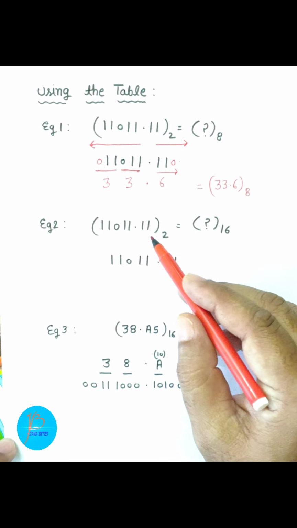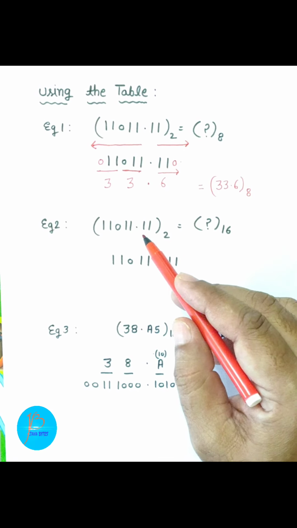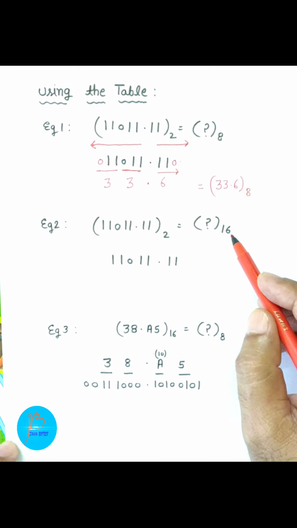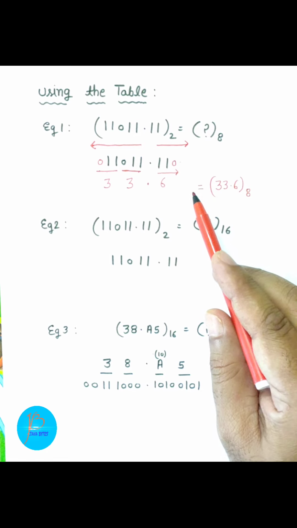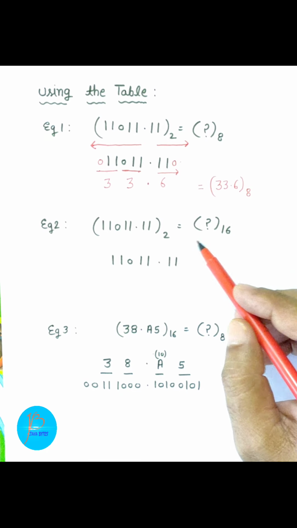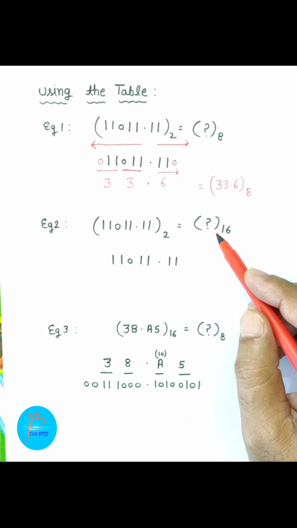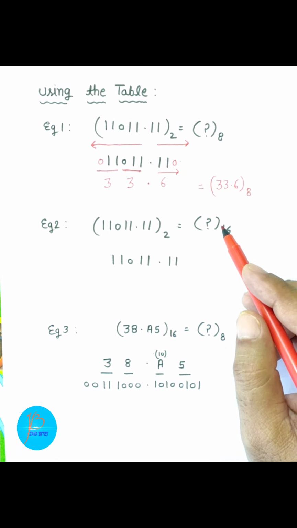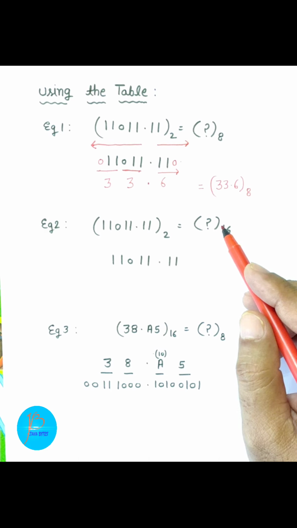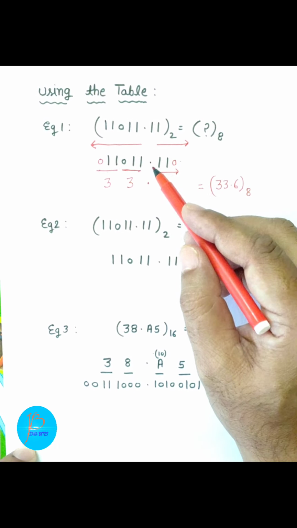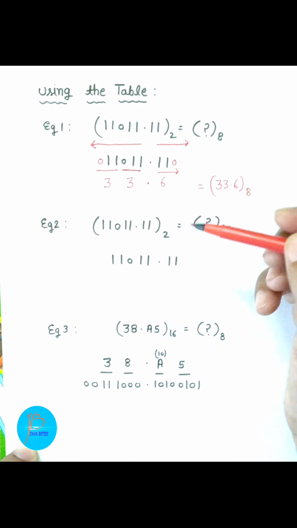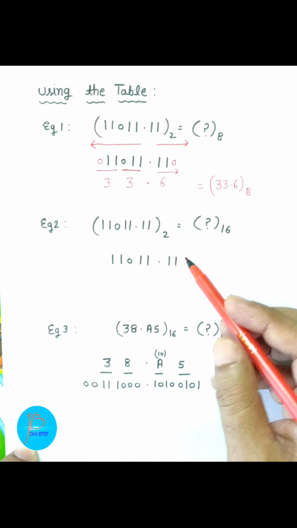For example, children, we take the same number again, 11011.11 in binary, and convert it to its hexa equivalent. Suppose we have to convert the same number to hexa, then what should be the process? As you know from the table, whenever you take the binary equivalent of a hexa value, the group length should be 4 digits. So children, the same process, but now you will make groups of 4 digits, and the process will remain the same.